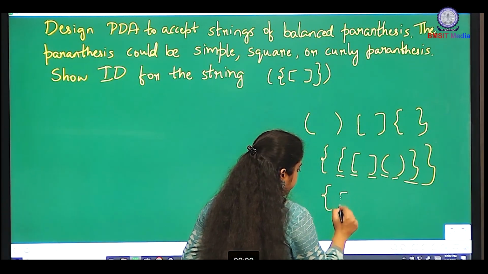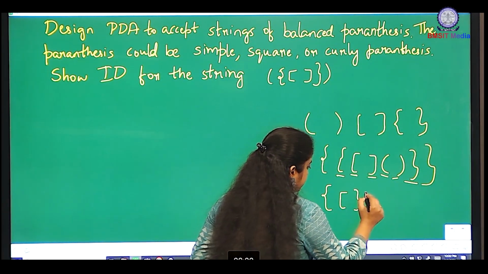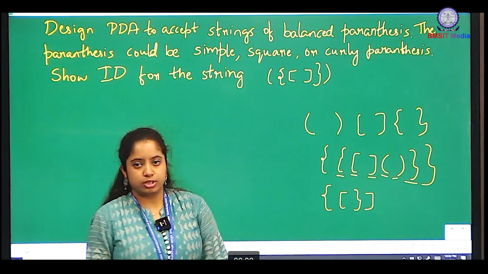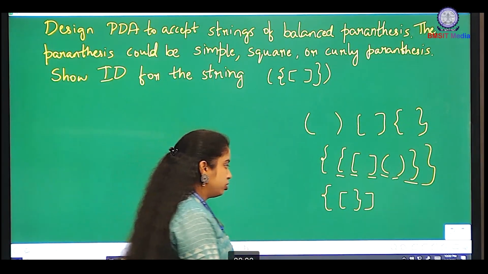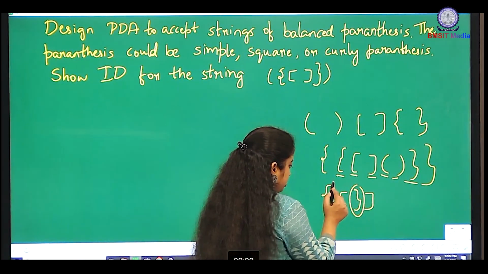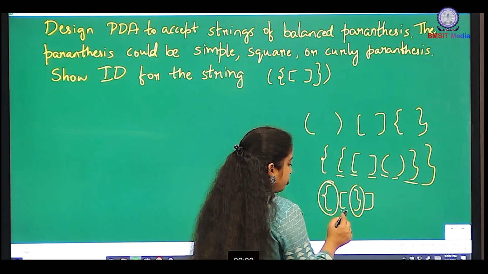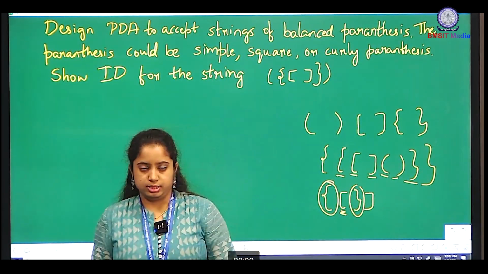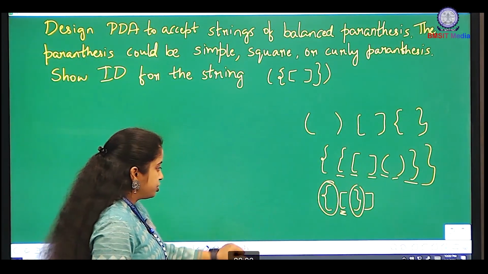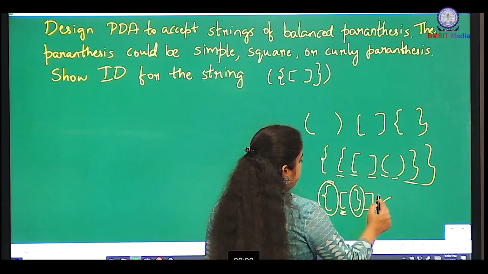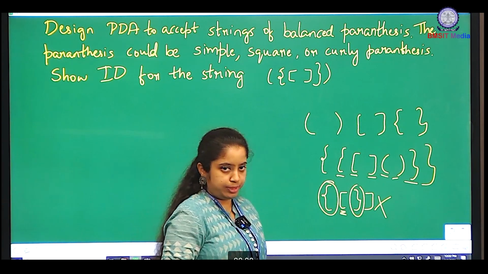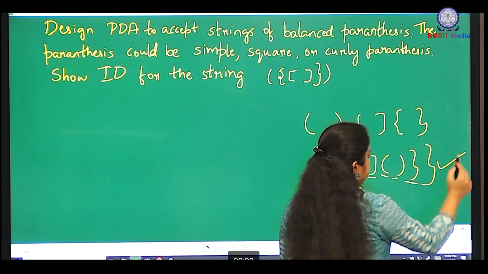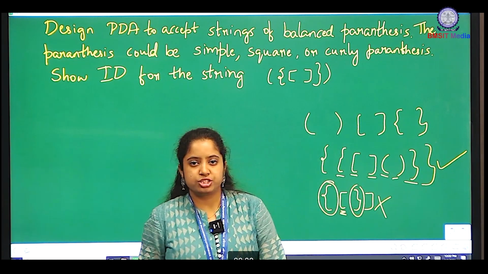So I can say this is not a balanced parenthesis because this has been closed before you are closing this square parenthesis. So this kind of strings should not be accepted by the language or by the PDA. This kind of strings should be accepted.